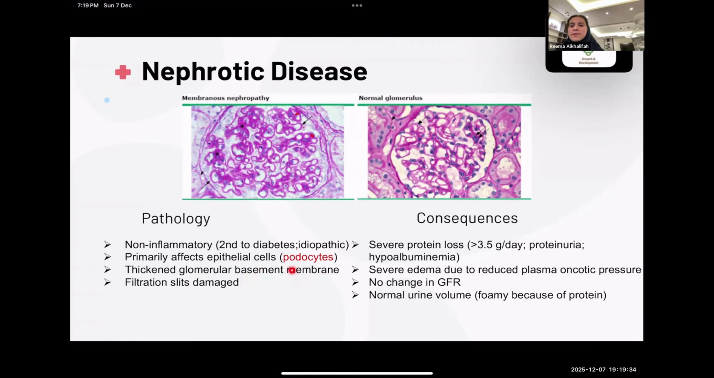Now, podocytes help prevent plasma proteins from passing through. So once it's damaged, there's a huge protein loss. And there's also severe edema because, again, edema is caused by protein loss. So if there's a severe protein loss, there's also severe edema. And there's no change in GFR, unlike nephritic disease. And the urine volume is normal, but it's foamy because there's more protein than normal in the urine.